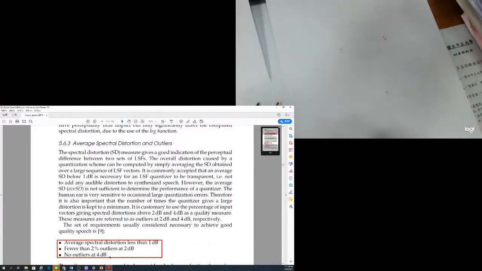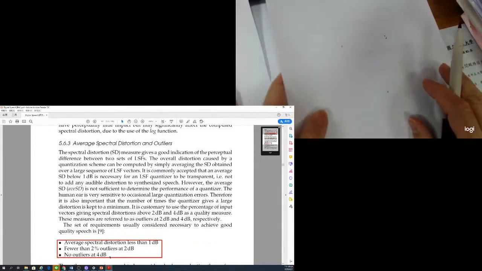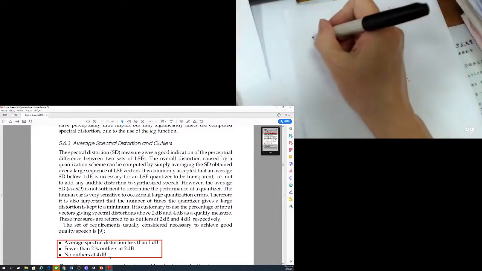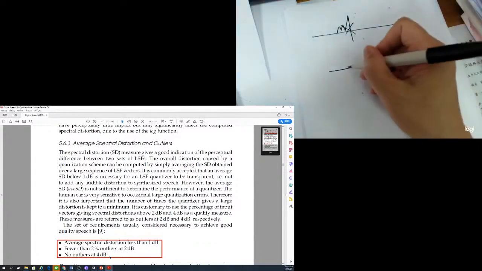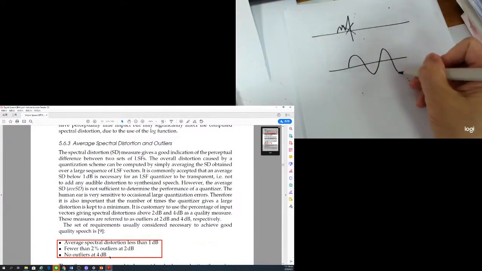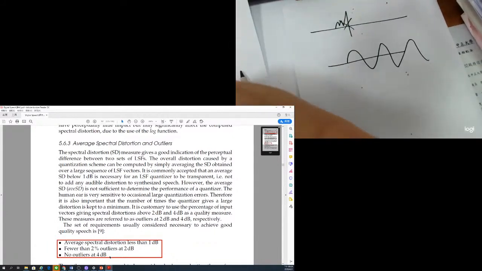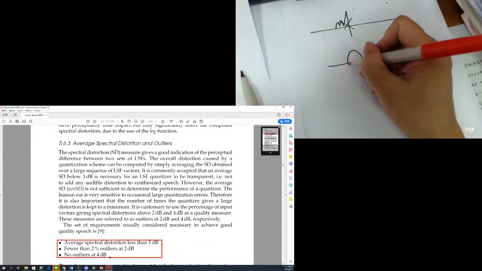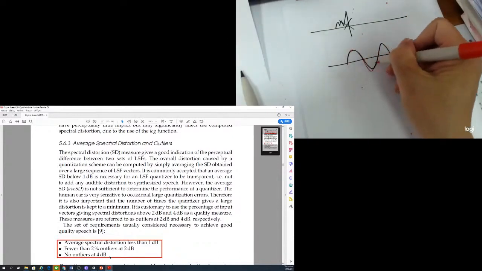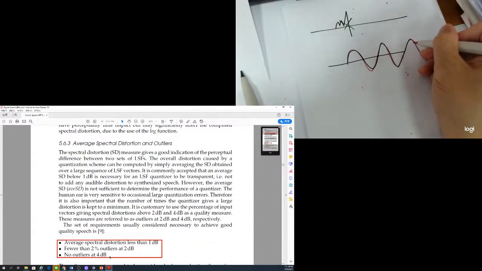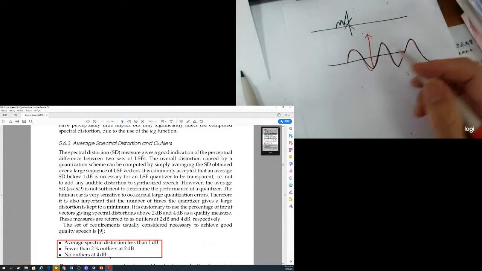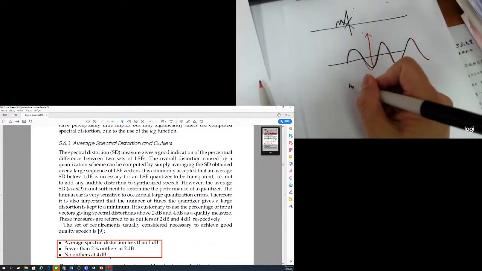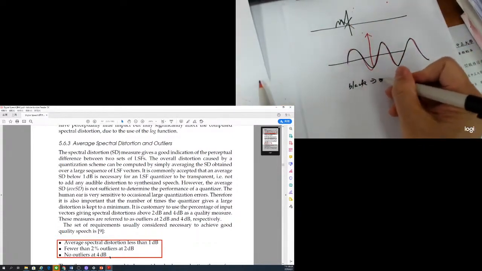The meaning is, in a speech signal, for example, if your signal is a sine wave, and our quantization and dequantization are an almost perfect match, and only one point is different. The black one is the original signal.